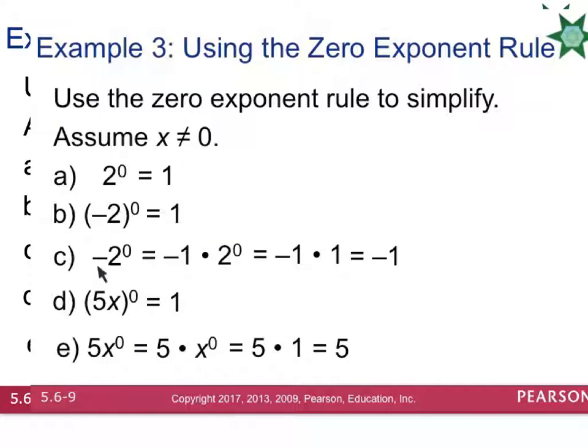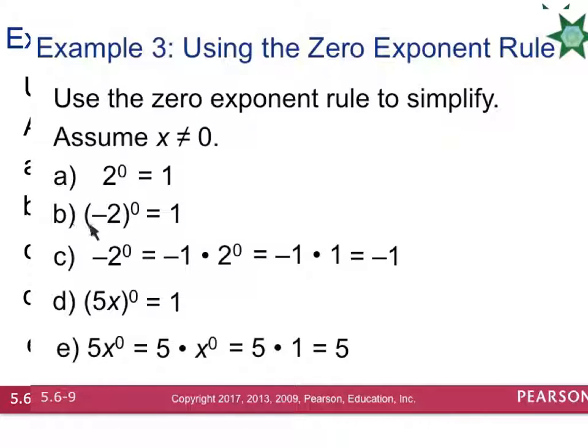Now be careful when you don't have parentheses, because here your base is really just the 2, okay? So a good rule of thumb for exponents is if there are no parentheses, you can only use one character as your base. So here my base is just 2, it's not minus 2. So really this is minus 1 times 2 to the 0. And then this 2 to the 0 is 1, so we actually get minus 1 times 1, which is minus 1. So notice the difference between B and C here.